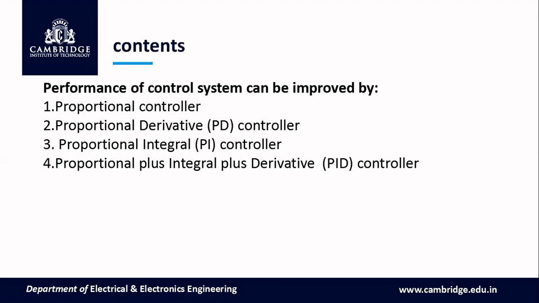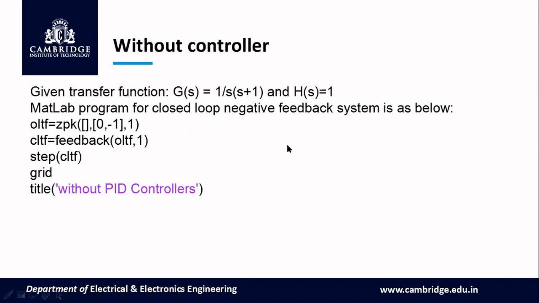Now, performance of the control systems can be improved by these controllers which we are going to add. One is the proportional controller. So we are going to see simulation using Matlab, how the transfer function behaves if a P controller is added. Then PD controller, that is proportional derivative controller, is added, and PI controller, that is proportional integral controller, is added, and a combination of all the three, PID controller, is added. How it behaves. So first, without adding a controller, we are going to check how it behaves.